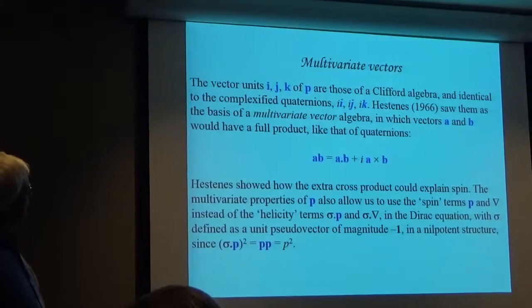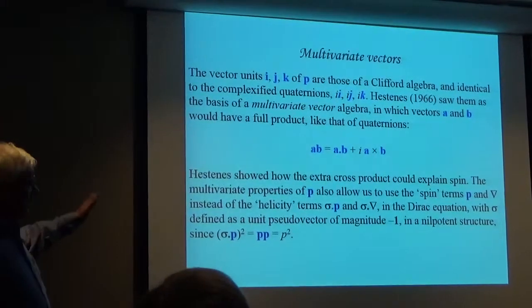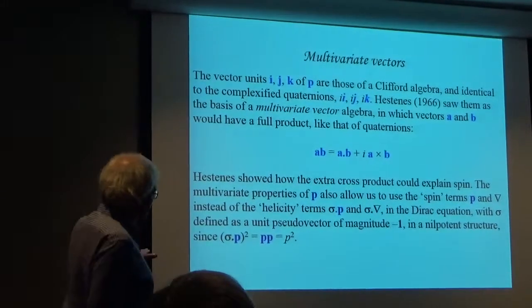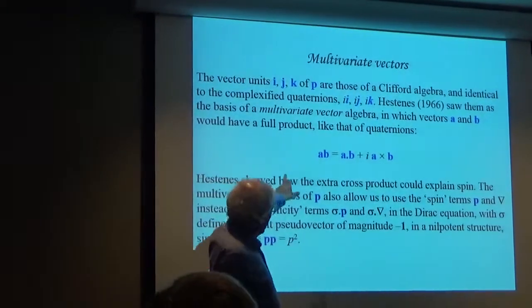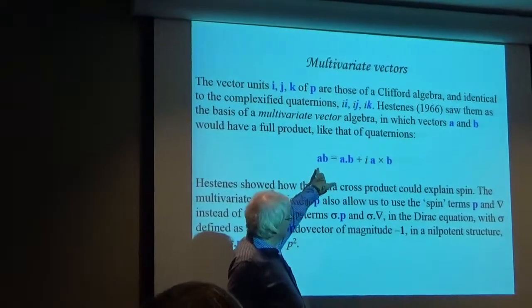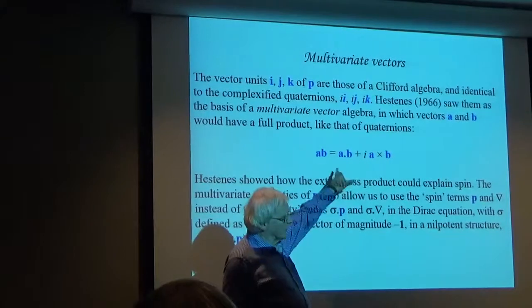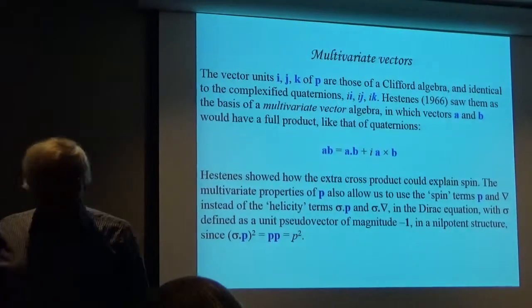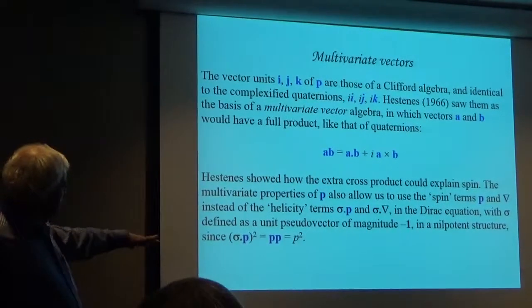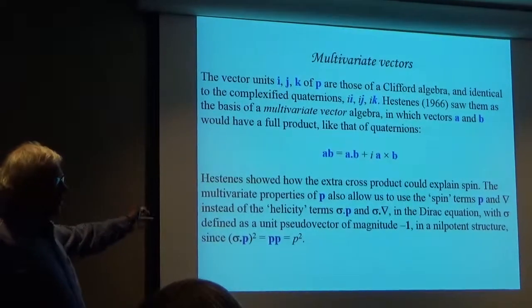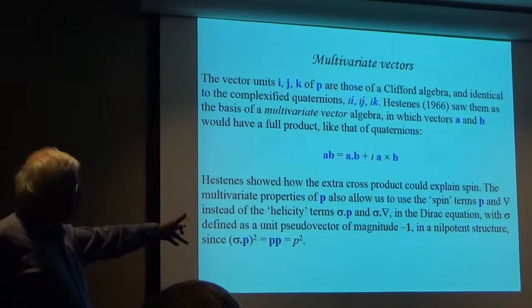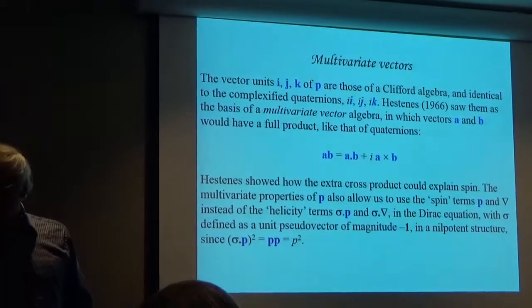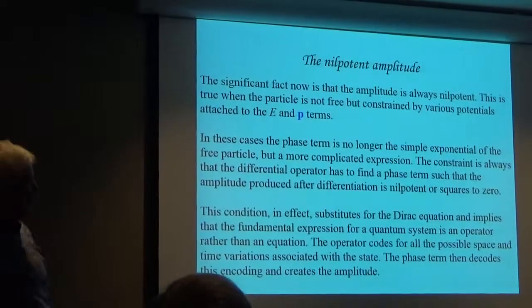And I mentioned that the vector units and those of the Clifford algebra, as Hestenes did very good work on that. And this is what we mean, that it has a full product like that, not just a vector and scalar product. And this means that we can write momentum in the equation instead of sigma dot p. You can either write sigma dot p or p in the equation. And I more often write p in the equation rather than sigma dot p.